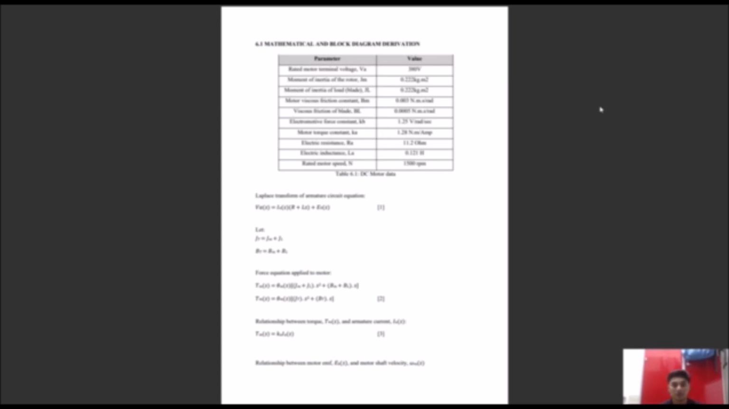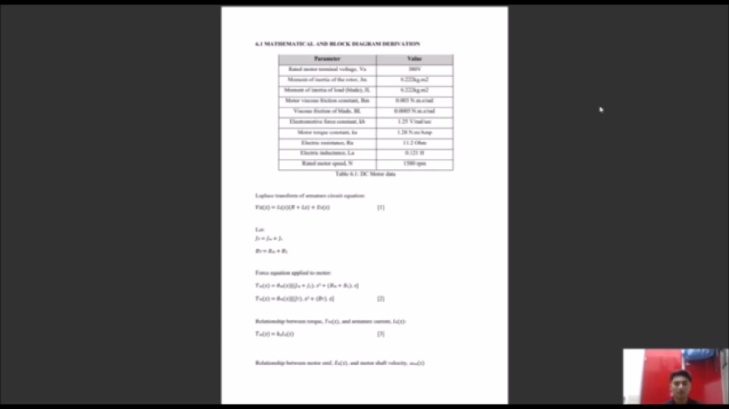Part A, which is mathematical and block diagram derivation. As shown below, this is the table for DC motor data, which has parameters and values, and the values are given from the equation. So the first equation, which is the Laplace transform of the armature circuit equation, is Va, which is the rated motor terminal voltage, equal to Ia(s), which is the armature current, multiplied by R plus Ls plus Eb(s).